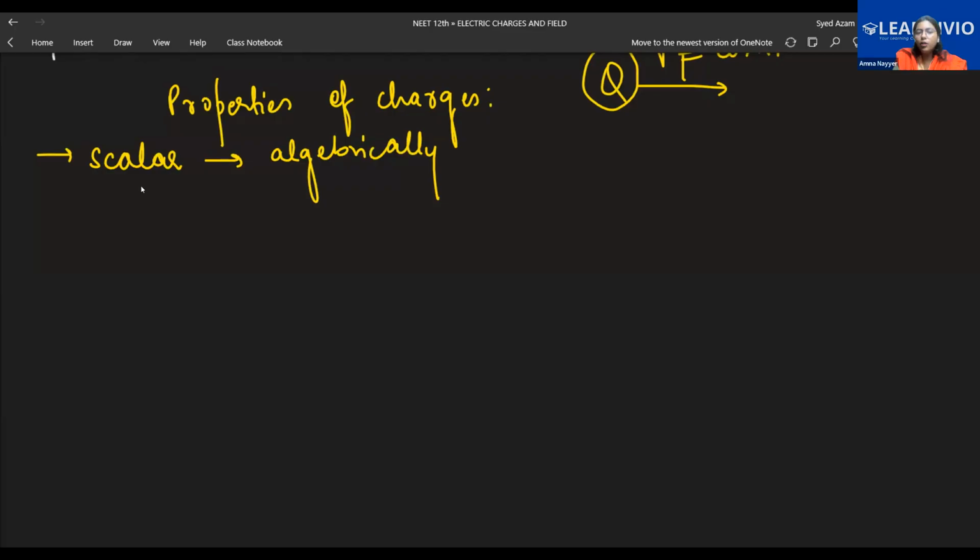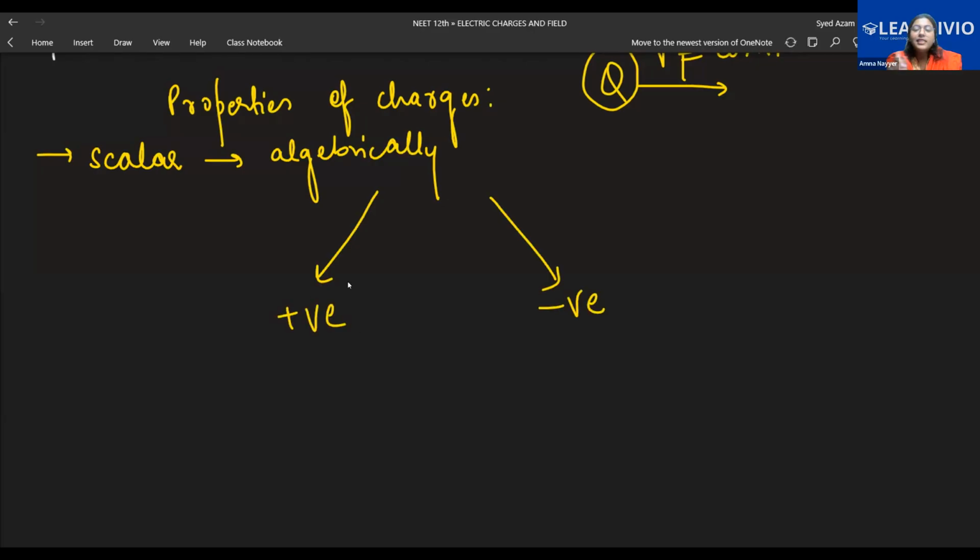Apart from this, electric charge is that quantity that will represent the excess or deficiency of electrons. When excess electrons are there, we say the body is negatively charged. When loss of electrons is there, we say the body is positively charged. So charges are of two types: one is the positive group, the other is the negative group.